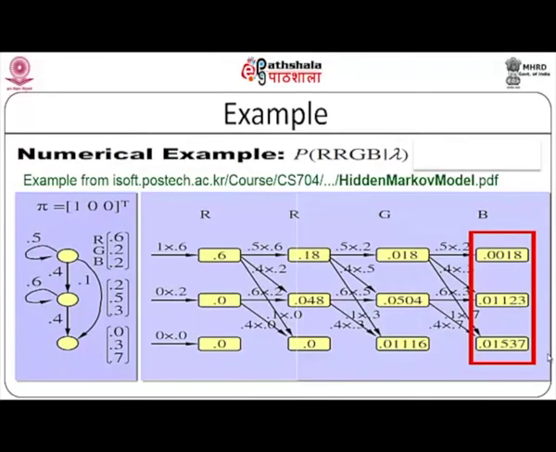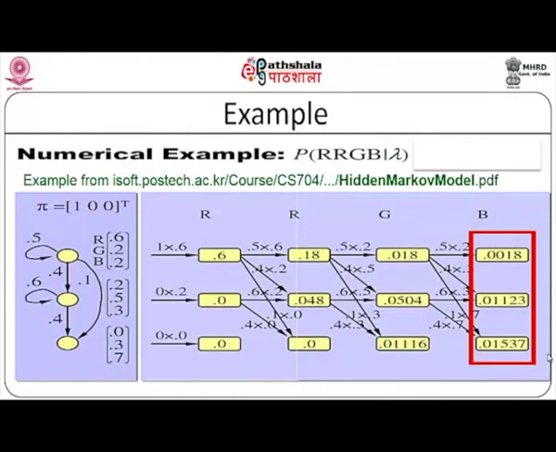Now, let us understand the hidden Markov model using a small numerical example. It is a trivial example, taken from a small PDF. You are trying to find the probability of the observation sequence red, red, green, blue given the model. The model has been defined for you.